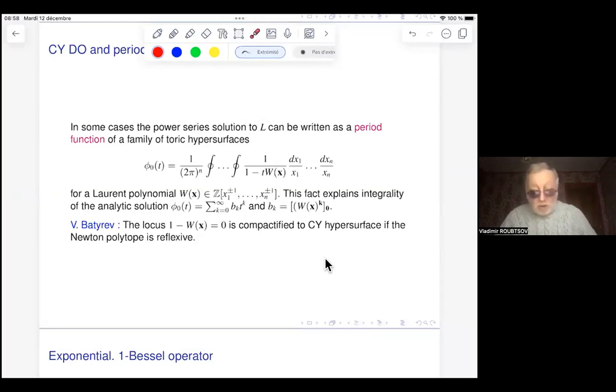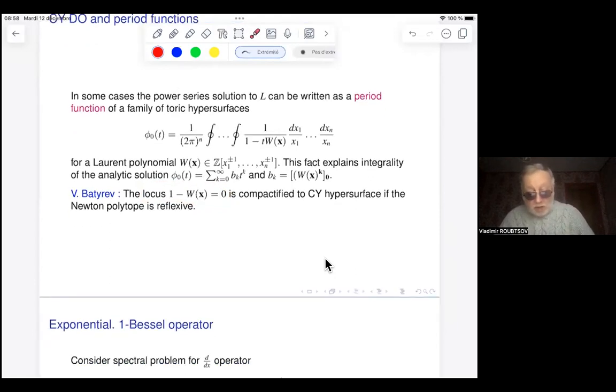Batyrev discovered that if you have this zero locus, w of x equal to 1, then it can be compactified to a Calabi-Yau hypersurface if the corresponding Newton polytope is reflexive. I will come back to this question a little bit later.